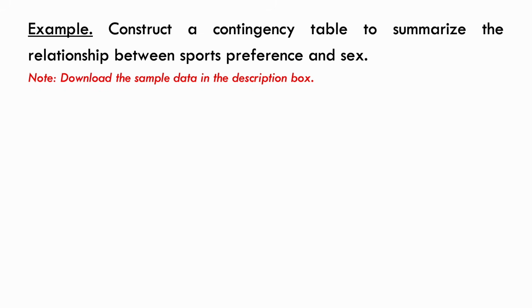Now let's move on to our second example. The problem says, construct a contingency table to summarize the relationship between sports preference and sex. For this example, our two qualitative variables are sports preference and sex. Again, remember that the variables can be interchanged between rows and columns. But for consistency with our previous example, we will place sports preference in rows and sex in columns. So our table will have the different sports preferences in the rows while male and female will be our columns.